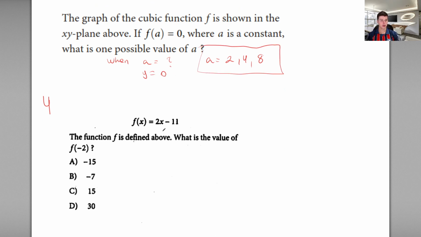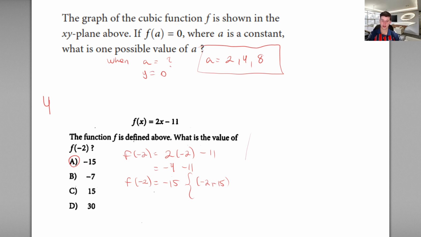Let's go to the next one. The function f is defined above. What is the value of f of minus 2? So that's the value of y when x equals minus 2. So f of minus 2 equals 2 times minus 2 minus 11. That's equal to 2 times minus 2 is minus 4, minus 11. That's equal to minus 15. So f of minus 2 equals minus 15. And that's equal to a coordinate of, not that we need it, just so you know, (minus 2, minus 15). Because when x is minus 2, y is minus 15.